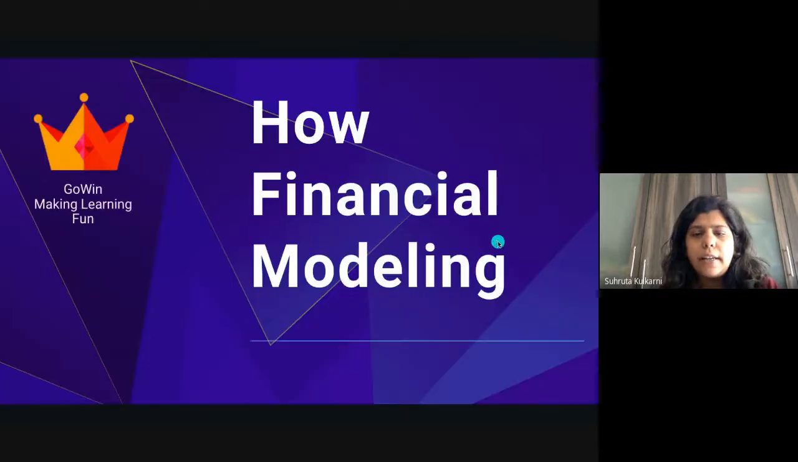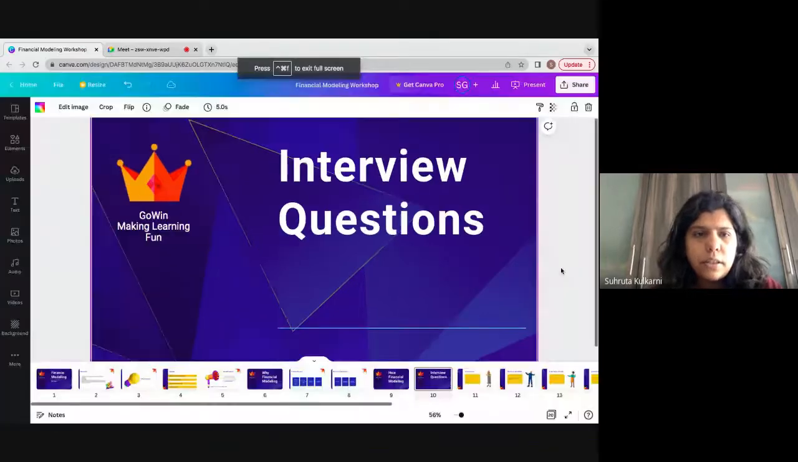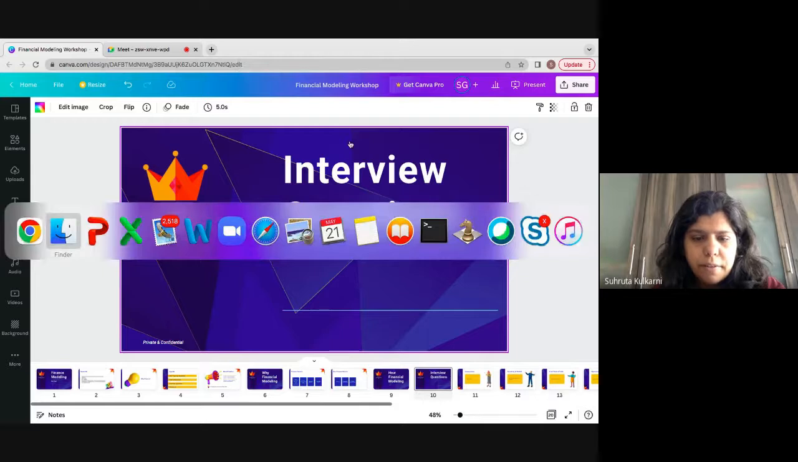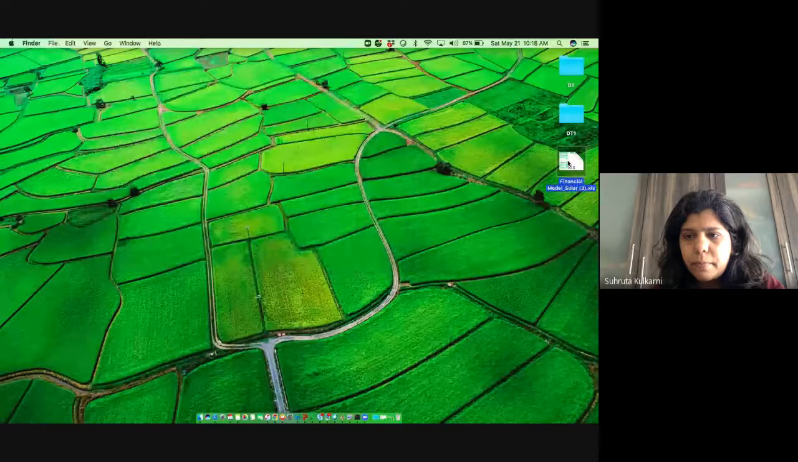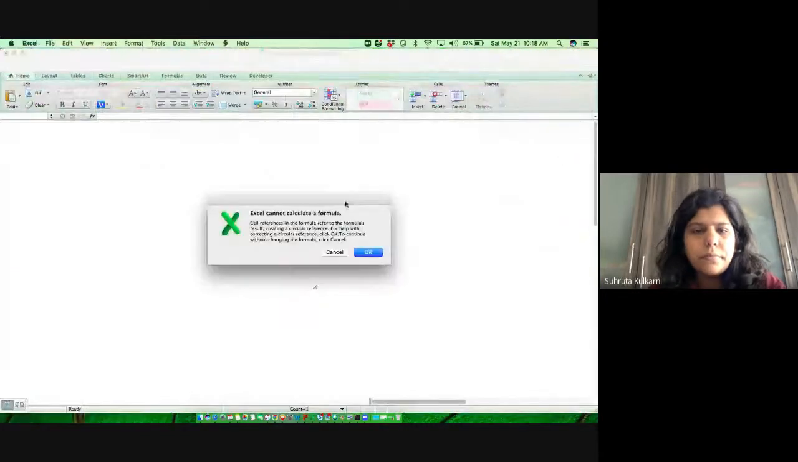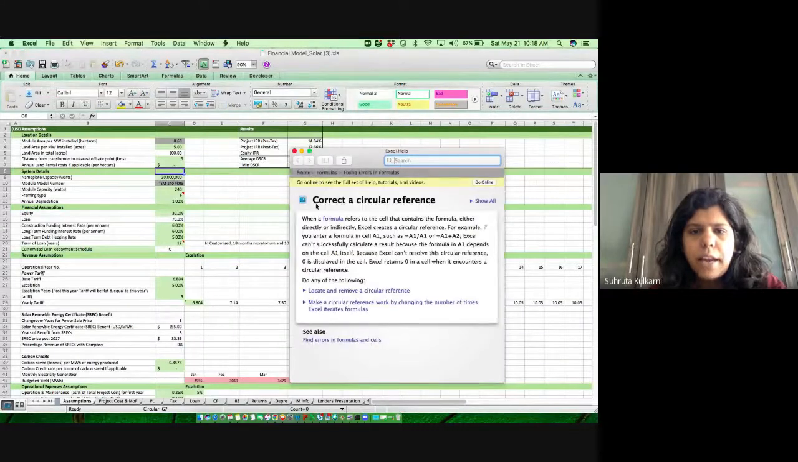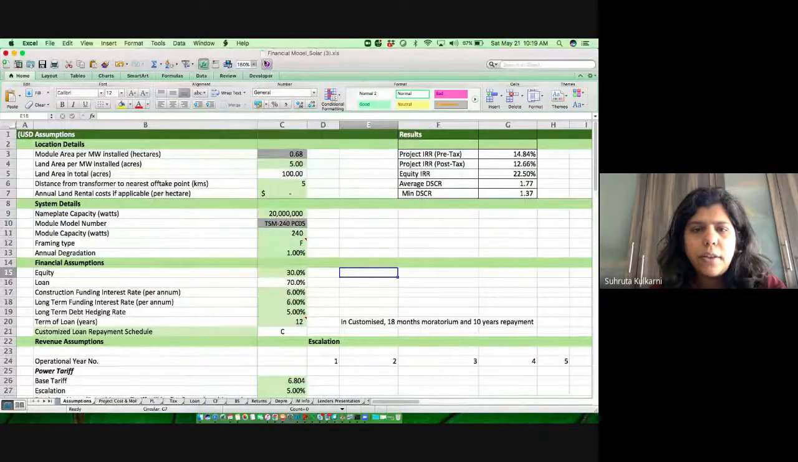So let's get into the how part of it now. I'm going to present a financial model itself. And we will share a link where we can share this model with you as well, so that you can also get hands-on with this.